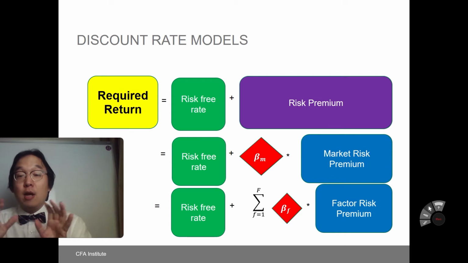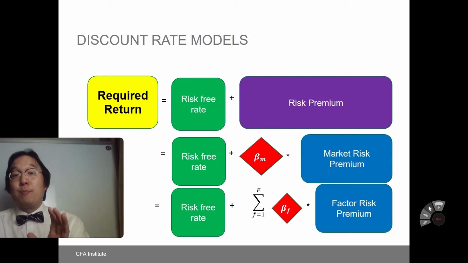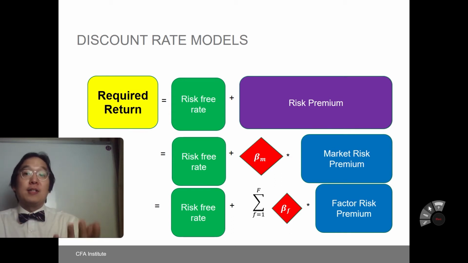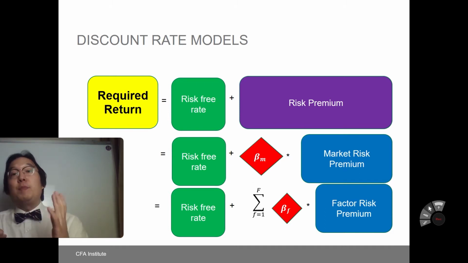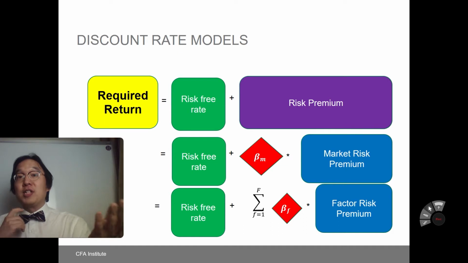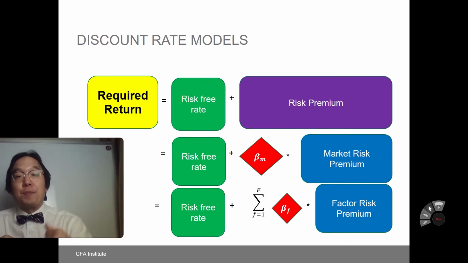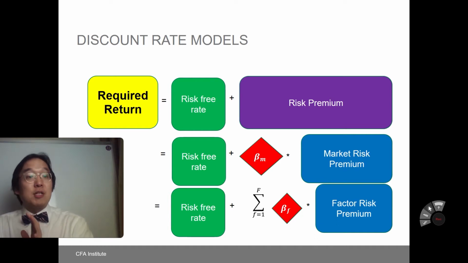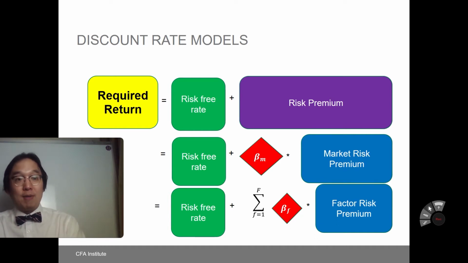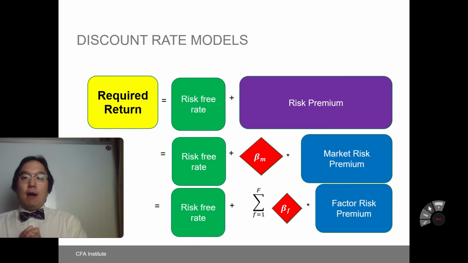It says there's one important macro factor that affects this risk premium. And this risk premium, by the way, should be a function of your risk aversion. The more risk averse, the more premium, please give me. That kind of concept. Now this risk premium, how can we decompose it? In the capital asset pricing model, it's going to be market risk premium times beta, market beta.